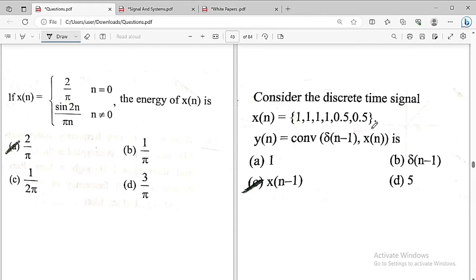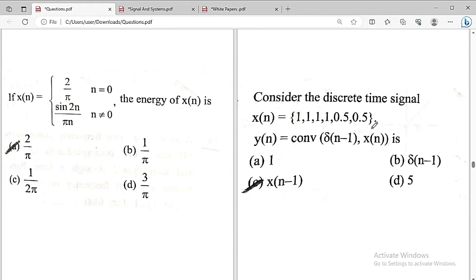See the question here. Consider the discrete time signal x of n is equal to 1, 1, 1, 1, 0.5, 0.5. Then y of n is equal to the convolution of delta of n minus 1 with x of n. So basically in this question they are given a discrete time signal x of n, and they are asking what is the convolution of x of n as well as delta of n minus 1.